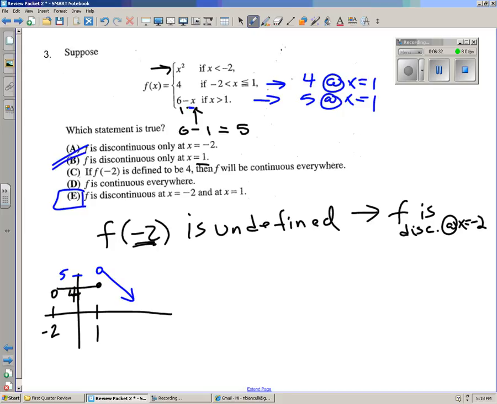Obviously, A and B are out because there's 2 points of discontinuity. f of negative 2 is, let's look at choice C for a minute. If f of negative 2 is defined to be 4, then f will be continuous everywhere. Well, that's not true because that doesn't take care of the discontinuity at 1. And f is not continuous everywhere. So choice E is the answer.